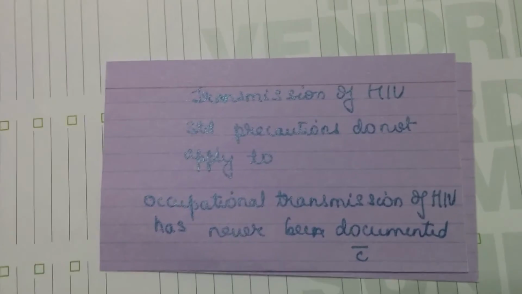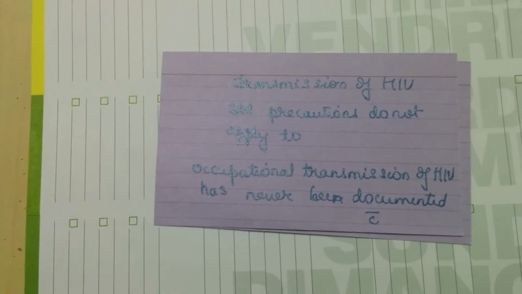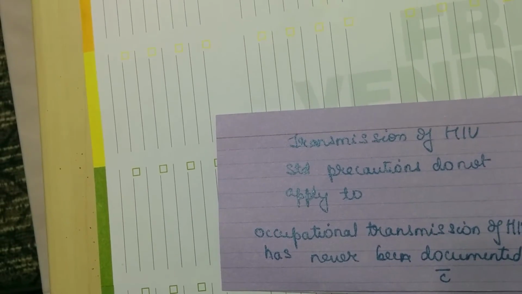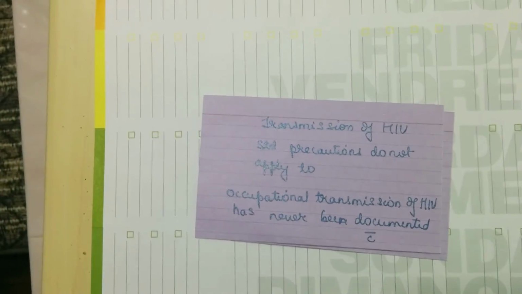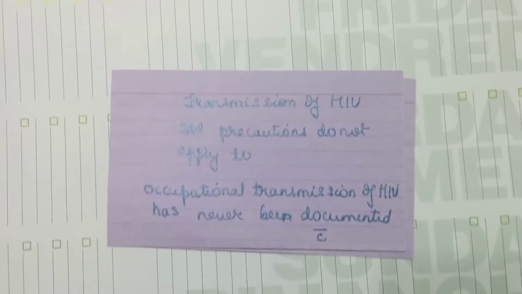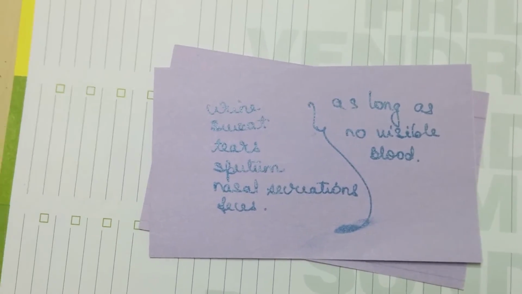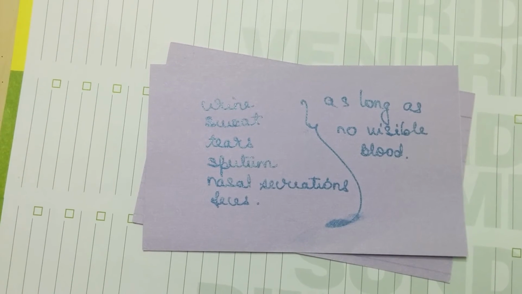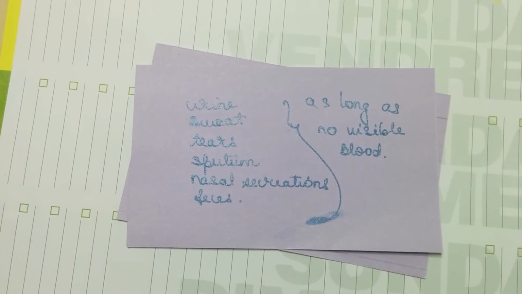For the transmission of HIV, standard precautions do not apply to occupational transmission of HIV. The question is, occupational transmission of HIV has never been documented with what things? The answer is, transmission has not been documented with urine, tears, sweat, sputum, nasal secretions, feces, as long as there is no visible blood in these.